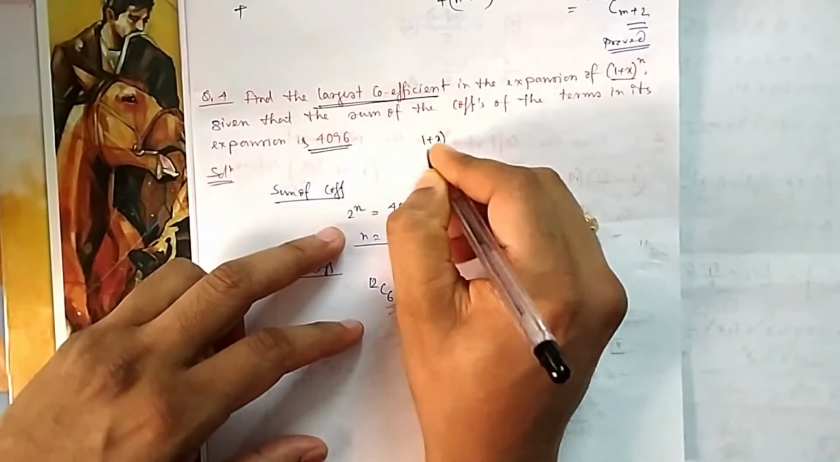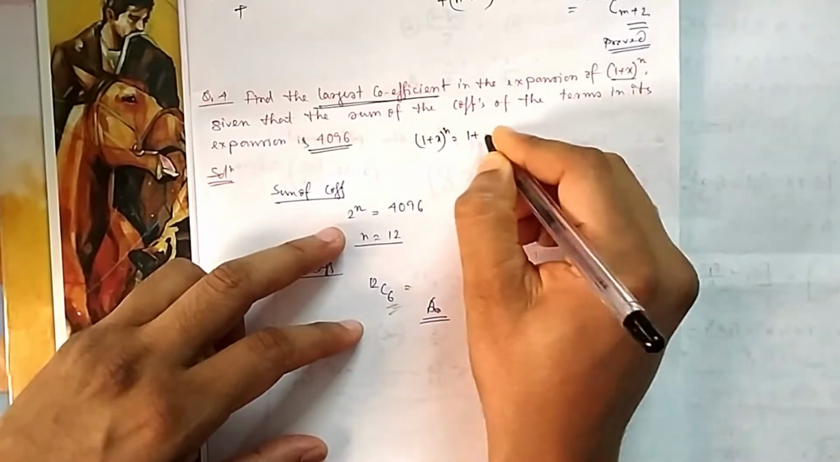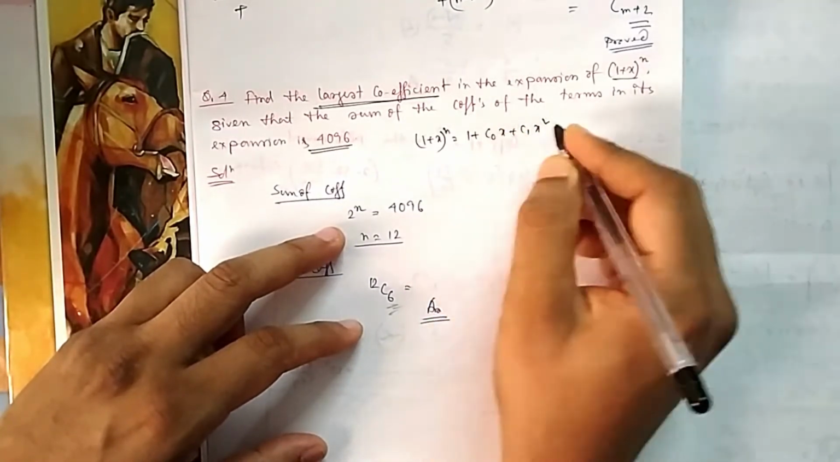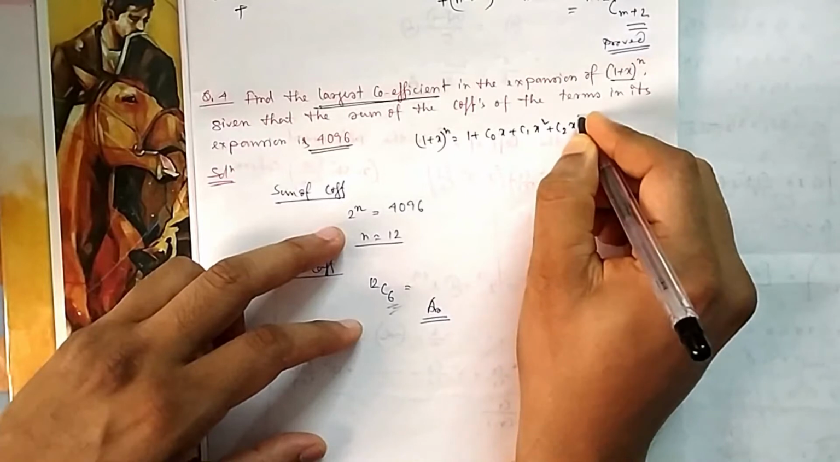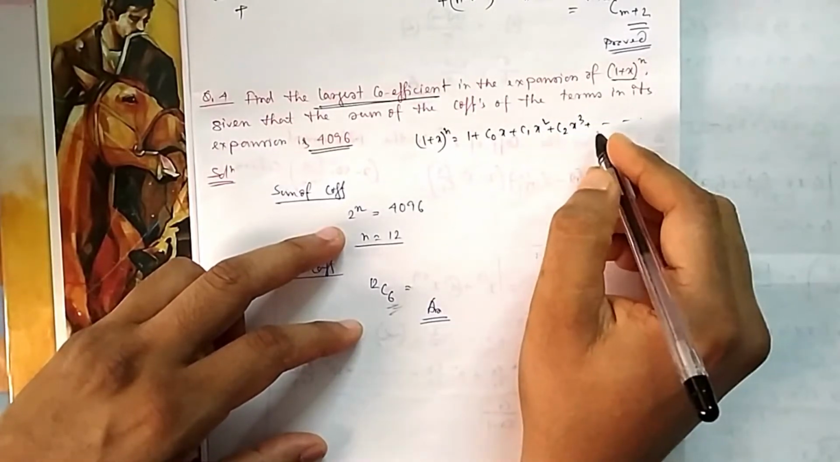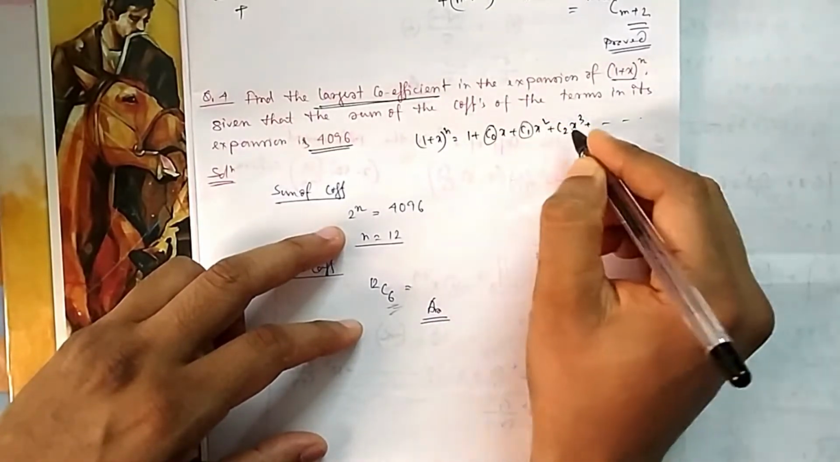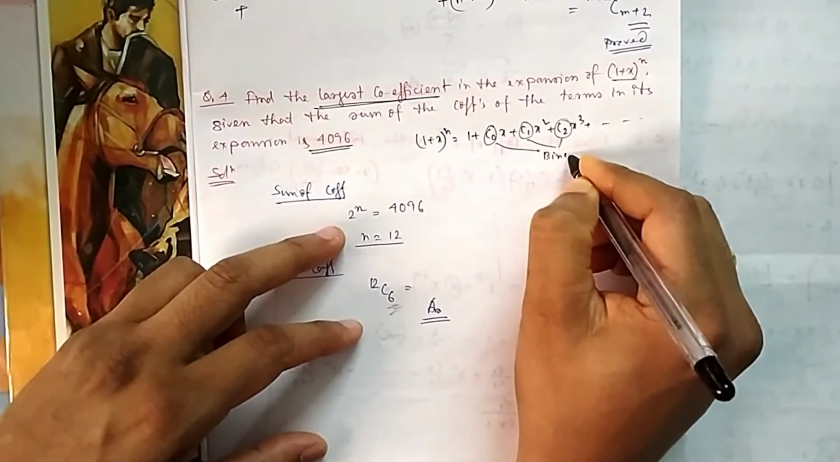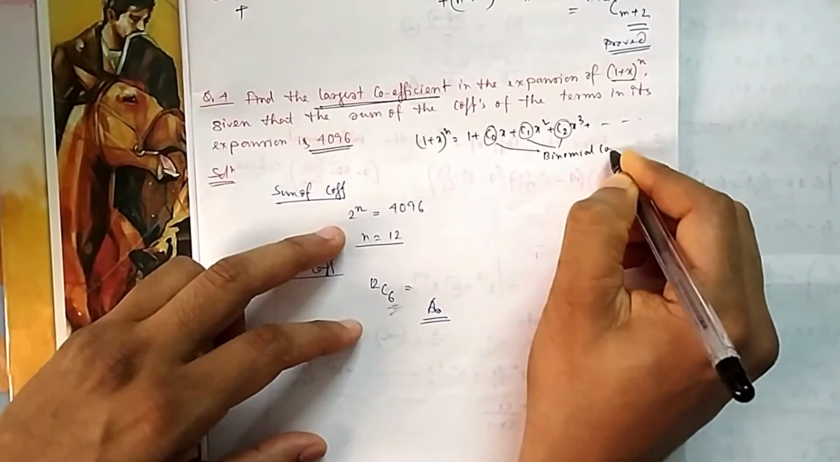If I say (1 plus x) to the power n, if I expand it, then it is C0, C1 x, C2 x square. The n is there, I am not writing it, it is hidden, you can understand. So what are the coefficients of x? C0, C1, C2. These are the coefficients, and these are also known as binomial coefficients. So what is the difference with other coefficients?